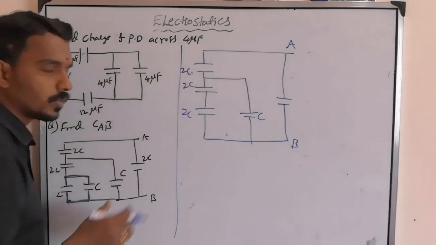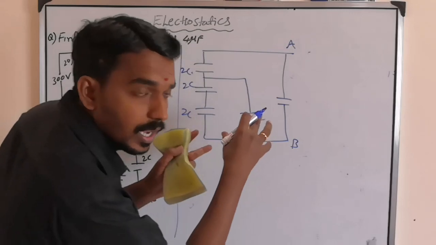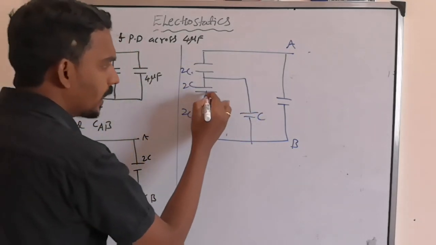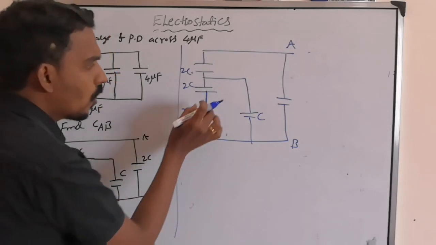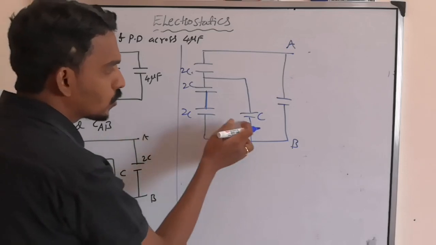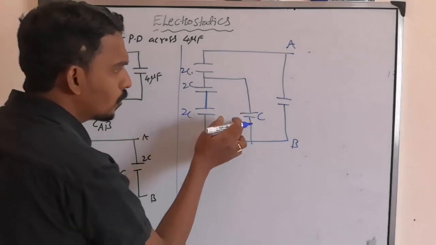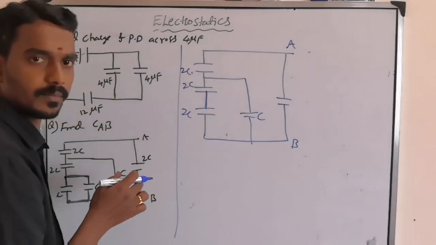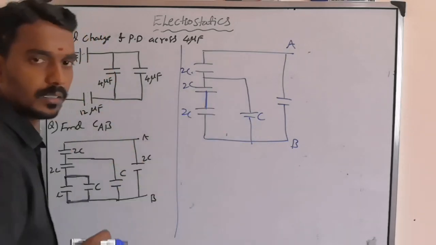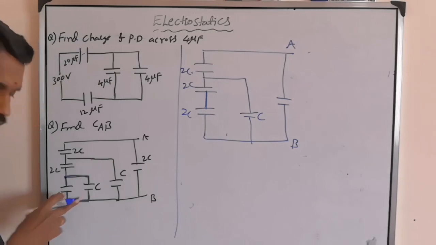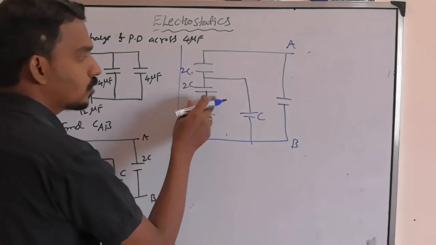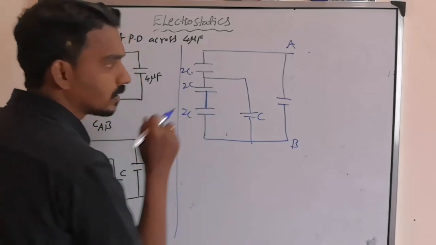Next, if you look at the diagram, these two are in series. One of the plates is directly connected, and no other element is connected. Don't take these two as parallel or these two as parallel. If you take these two as parallel, one more element is between them. That's why you cannot take them as parallel. But in this case, no other element is connected between them. So these two are directly in series.